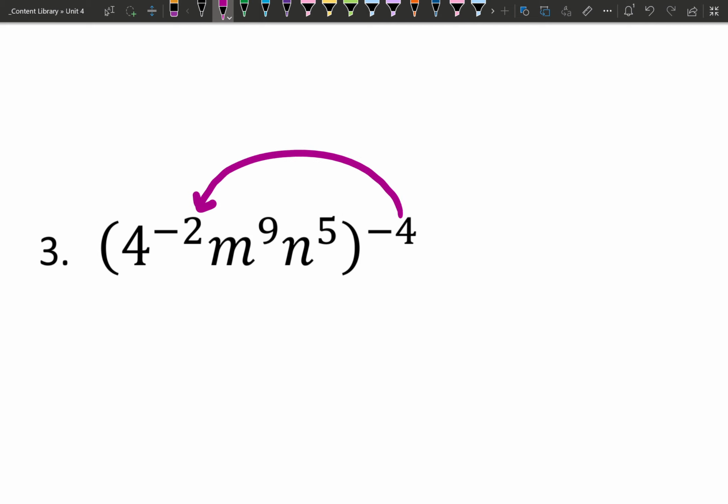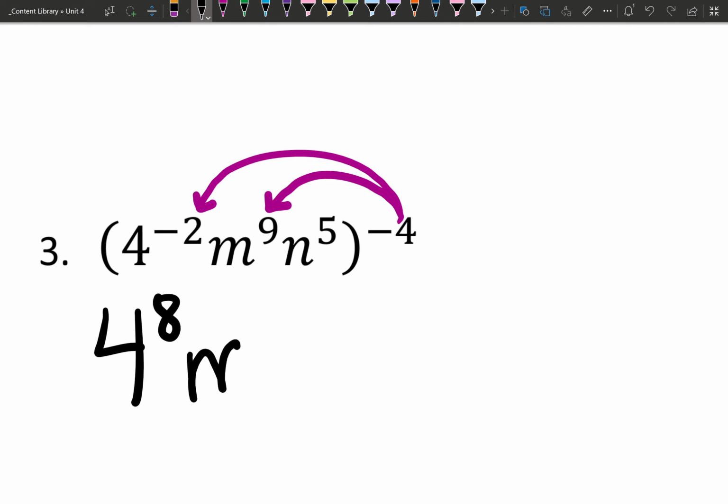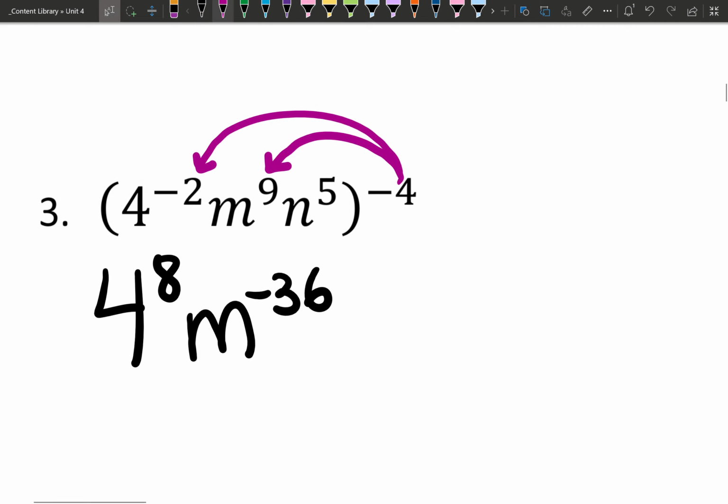Negative 4 times negative 2 gives us positive 8. So we have 4 to the positive 8th. Then we multiply negative 4 times positive 9, which is negative 36. And lastly, we multiply negative 4 by positive 5, and we get negative 20.